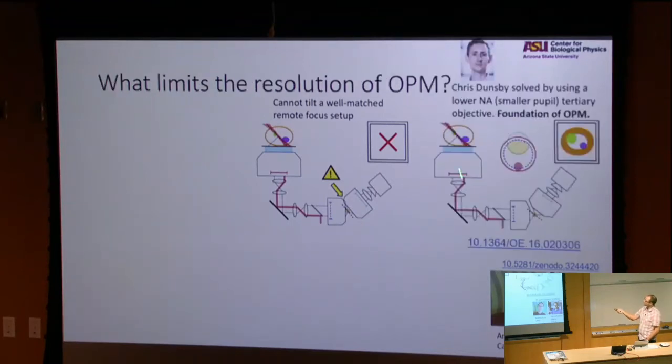So Chris Dunsby proposed, well, let's just back the numerical aperture of this off, move it a little further away, and then we just get a blurrier copy of what was inside the cell, but now we have light sheet imaging.